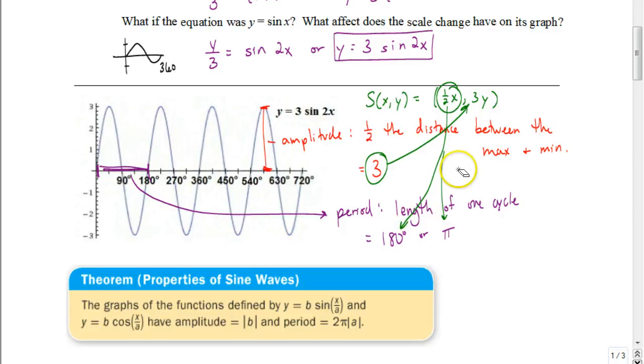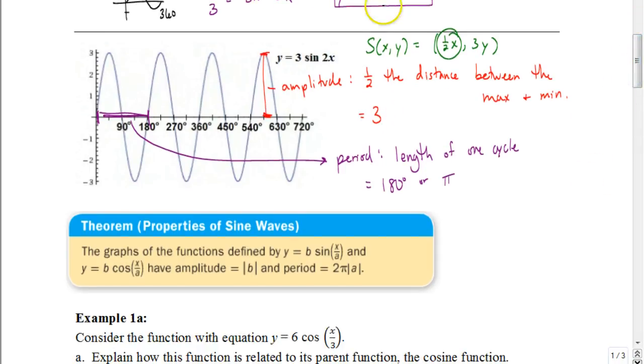So those pieces are significant, and here's why. If we look down at this box, it's defining for us, and this is important, that the amplitude is the absolute value of b, and the period is 2 pi times the absolute value of a. Seems kind of weird. Why would they use, if they're going to use a, wouldn't they use for that for the amplitude?